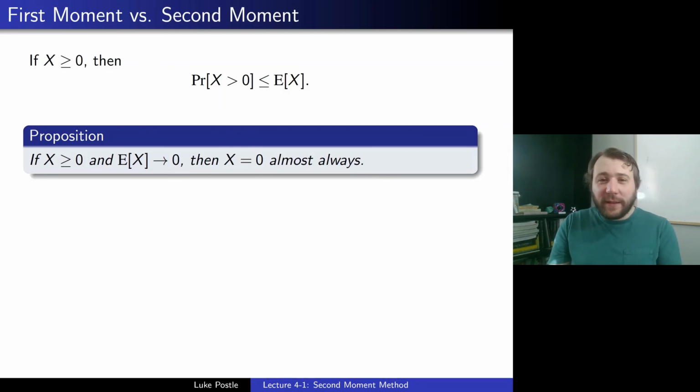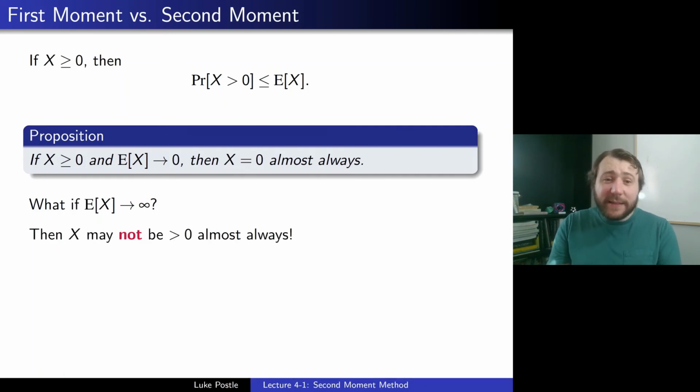So then indeed the probabilities get very small that x is greater than 0. Now what can you do if the expectation of your random variable actually goes off to infinity, so grows with that? Then, well, that's more complicated. Actually, then x may not be greater than 0 almost always. You're tempted to say, oh, if the expectation goes off to infinity, then surely I must be non-zero.